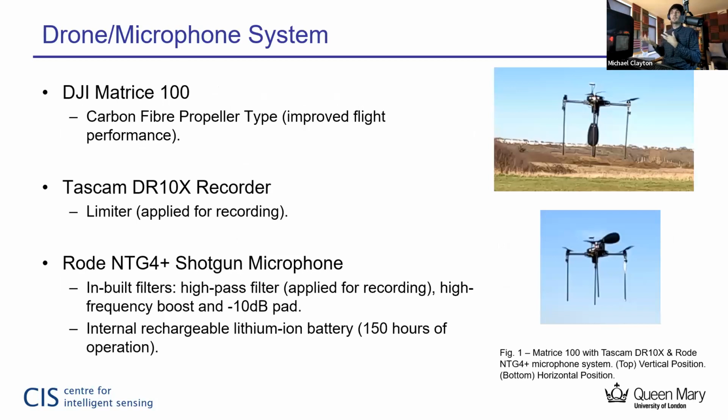So this is the system. The images to your right there, the top one is the vertical position, and below that is the horizontal position, to give you an idea of what it looks like in flight.